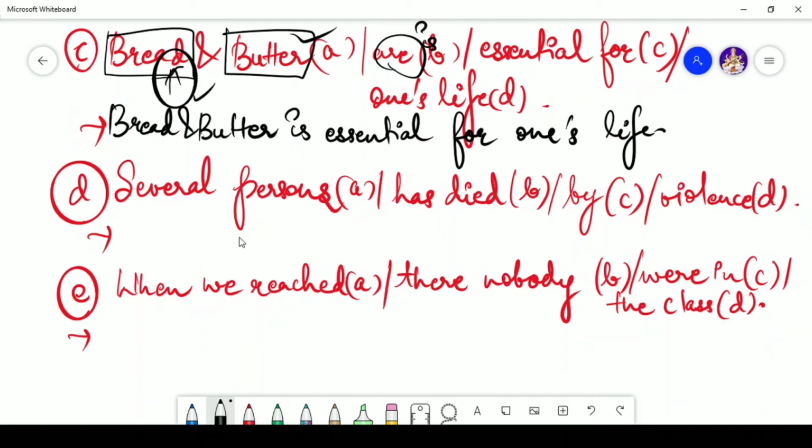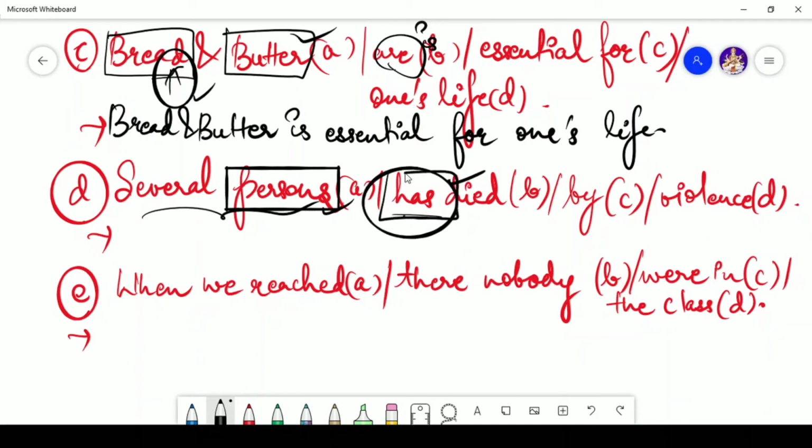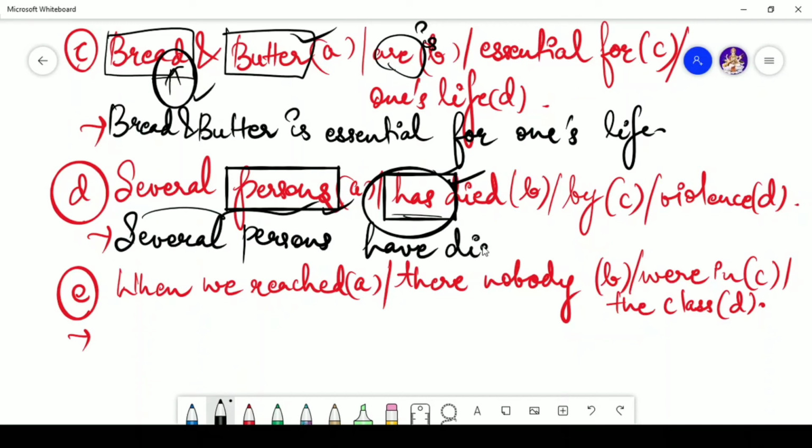Let's deal with the fourth question. The fourth question says "several persons has died by violence." Several persons means they are talking about the plural form. So this is the error here. We should have used "have" instead of "has," because "has" is a singular verb and we need to use a plural verb. So the plural form of "has" will be "have." So the correct form will be: "Several persons have died by violence."